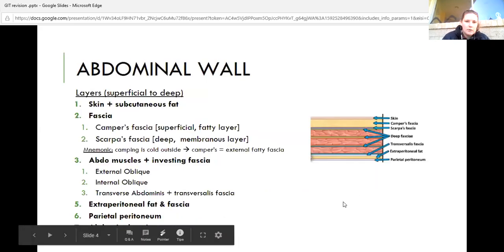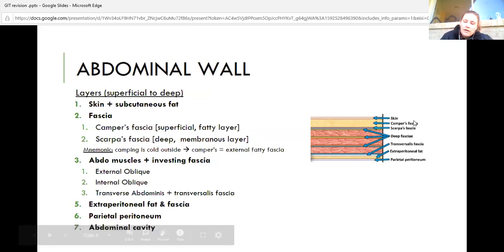So with the abdominal wall, the layers, superficial to deep, you've got the skin and then the subcutaneous fat. Then you've got your Camper's fascia, which is on the outside. Think of a camper, you camp outside. And then you've got your Scarpa's, which is the deeper one, and it's more membranous. And then you've got your muscular layers with their respective fascia.